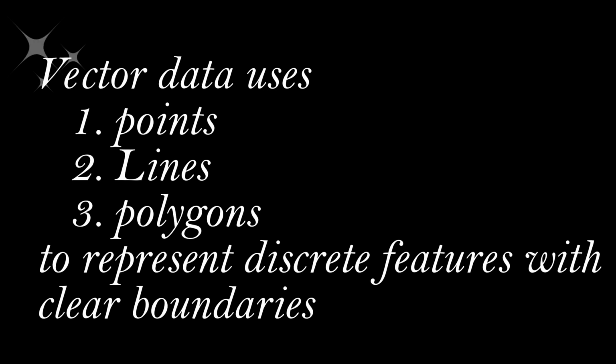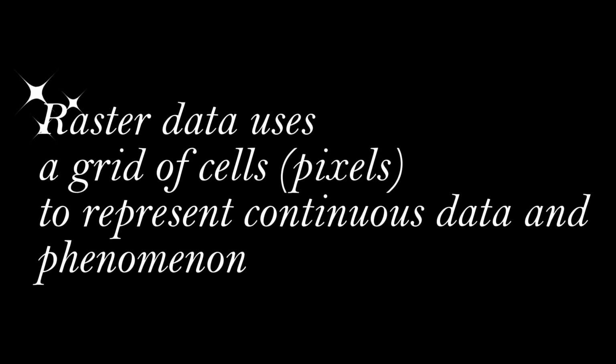In this tutorial video, I will show you how to convert vector to raster as well as raster data types to vector data type in ArcGIS. As you know, vector data uses points, lines, and polygons which are used to represent discrete features with clear boundaries, while raster data uses a grid of cells or pixels to represent the continuous data and the phenomena.